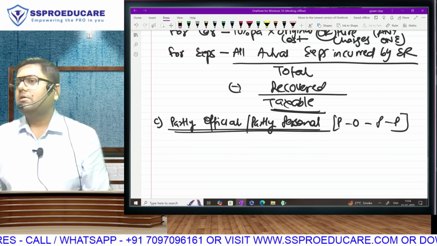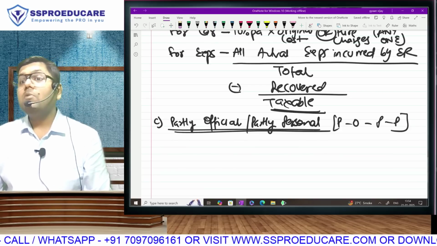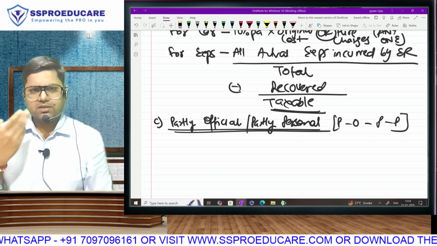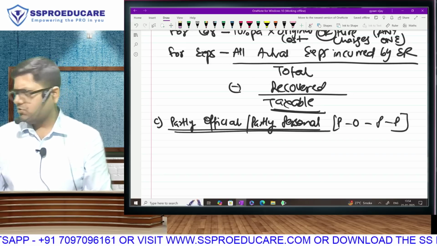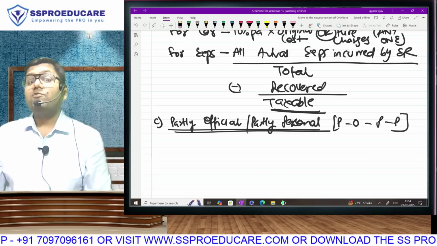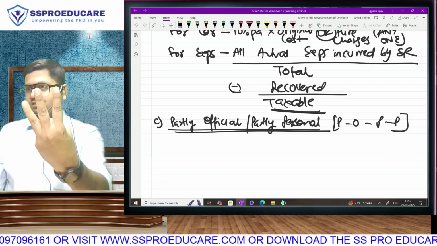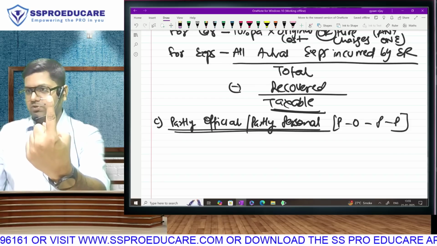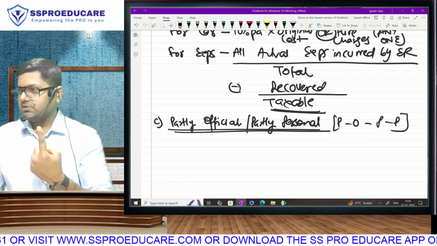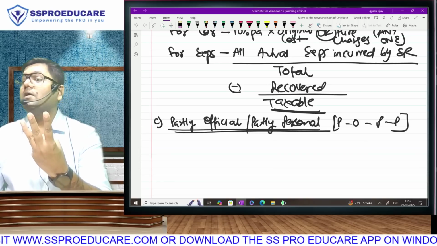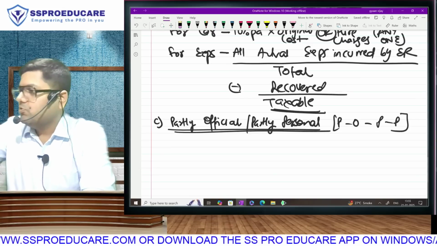Partly official, partly personal. Double usage, official as well as personal. Sometimes you take the car on office work, sometimes you take the car on personal work. Of course, in this, the boss can give you this facility in 3 ways. The boss is giving you car and expense both, and you are using it for both purposes. The boss is giving you only the car, and you are using it for both purposes. The boss is giving only expense and you are using it for both purposes.